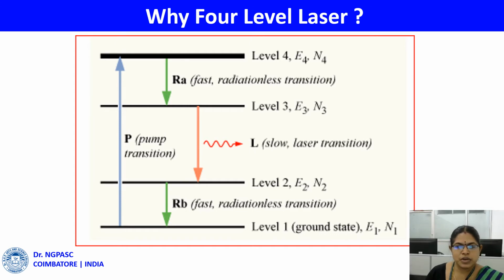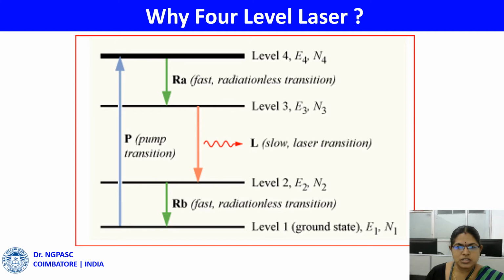The atoms from energy state E2 get de-excited to E1. It will emit through radiationless transitions. The atoms from E1 are again pumped to E4. Likewise the process will happen. So these are the processes under the four-level laser system.